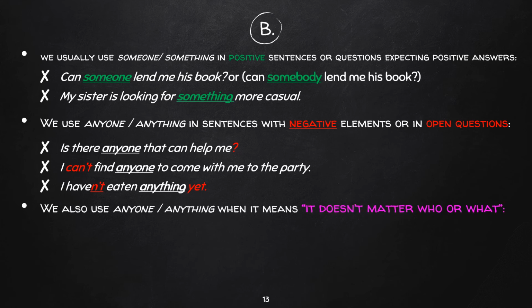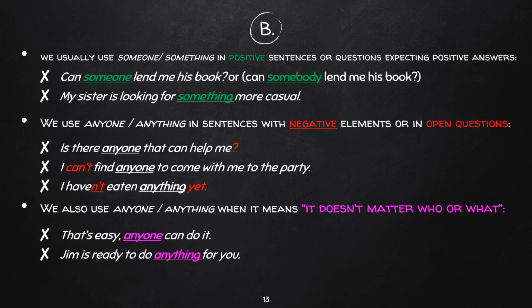We also use anyone, anything when it means it doesn't matter who or what. For example, that's easy. Anyone can do it. Jim is ready to do anything for you.